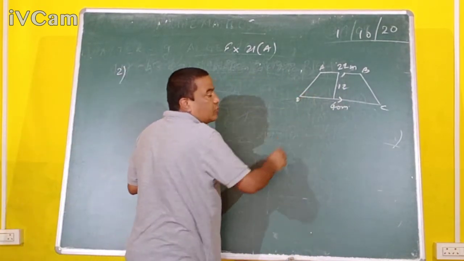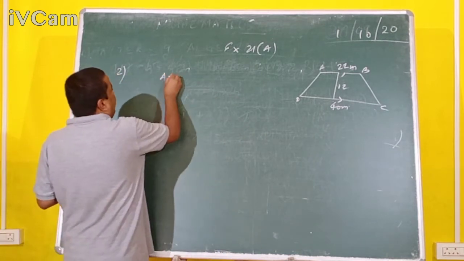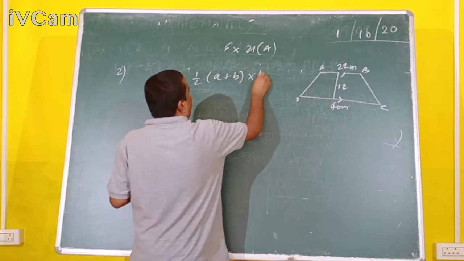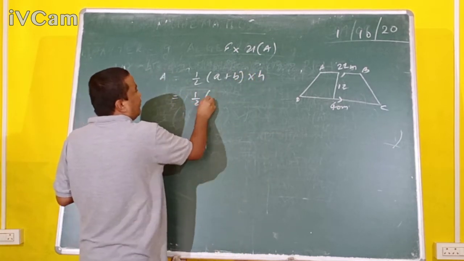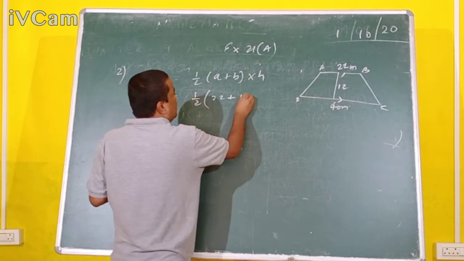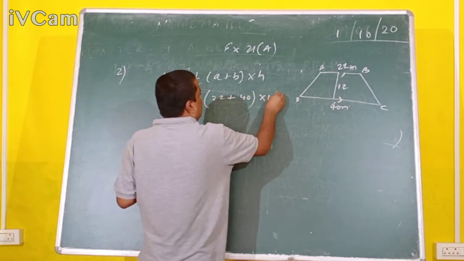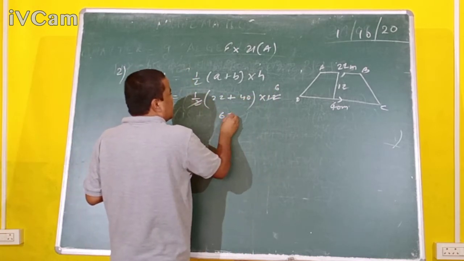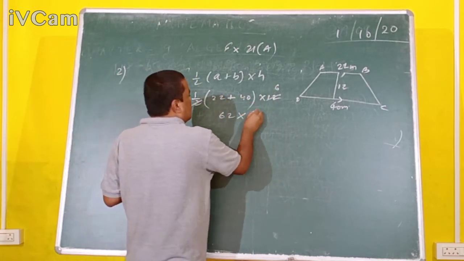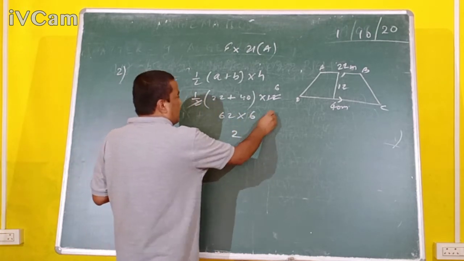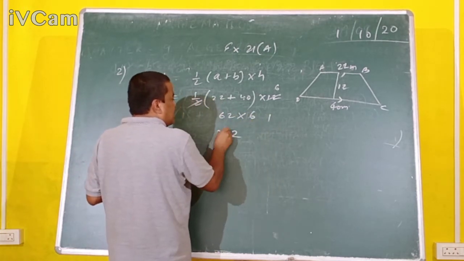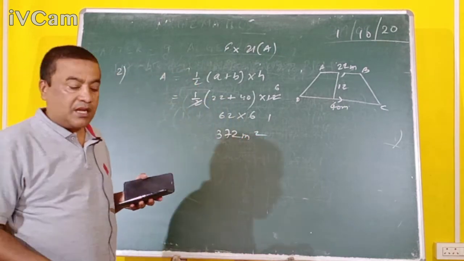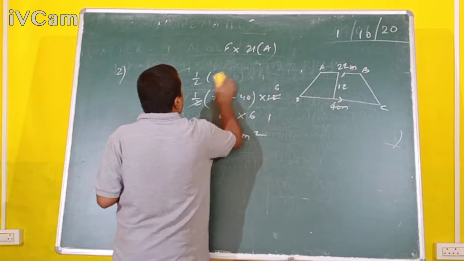Again, this is a trapezium, where area equals half into (A plus B) into height. So half into (22 plus 40) into 12. Cancel these two. Now 40 plus 22 is 62, into 6. 6 2s are 12, 6 6s are 36 plus 1 is 37. 372 meter square. So this is the answer. Okay. Let's do one more question from trapezium.